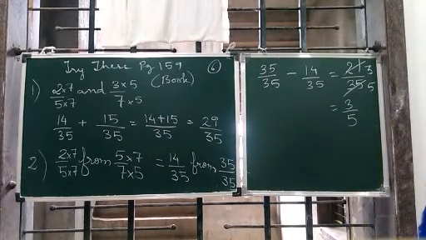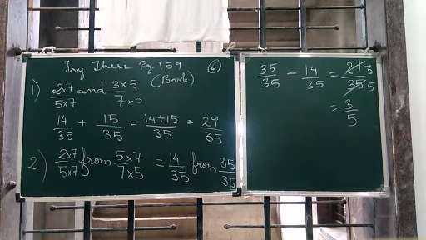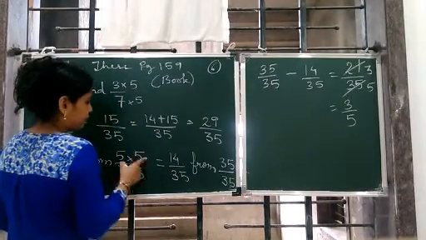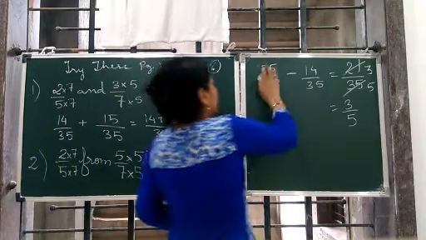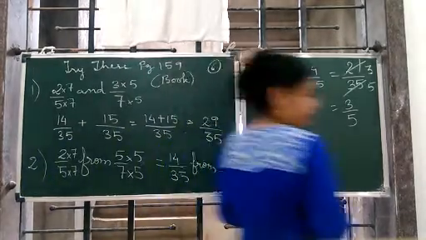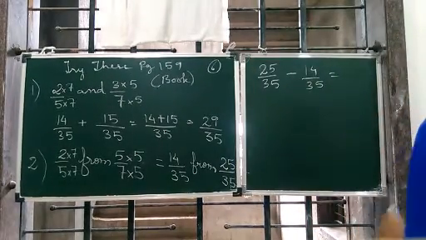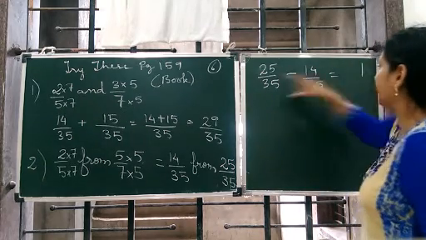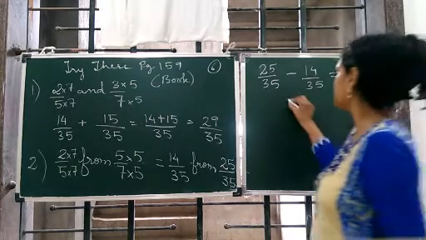This completes the Try These, children. Wait. This is 5. 5 fives are 25. मुझे लगा ही था कुछ गड़बड़ है. Sorry children. 25. 25 minus 14. The answer is 11 upon 35.